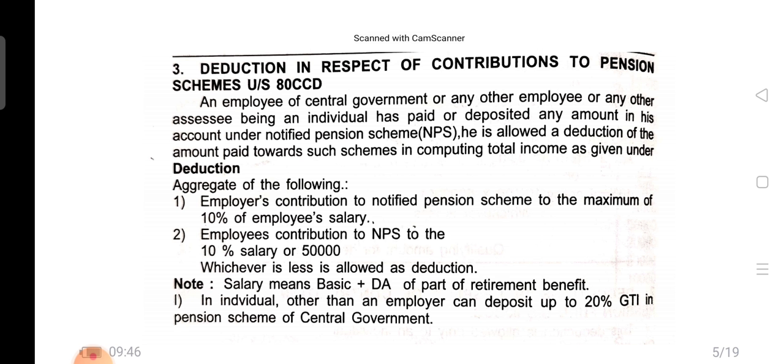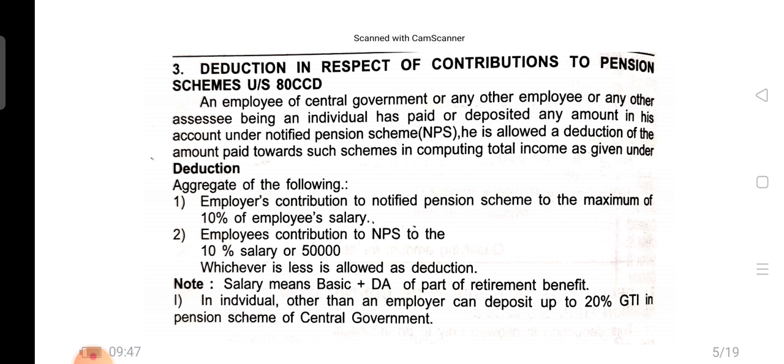So what are the deductions? That is the aggregate of the following: the employee's contribution to notified pension schemes to the maximum of 10% of the employee's salary, right? Then the employee's contribution to NPS to the 10% of salary or rupees 50,000, whichever is less, is allowed as deduction, right? First of all, 10% of the salary they will take, and then 10% of the salary or 50,000, whichever is less, is allowed as deduction.